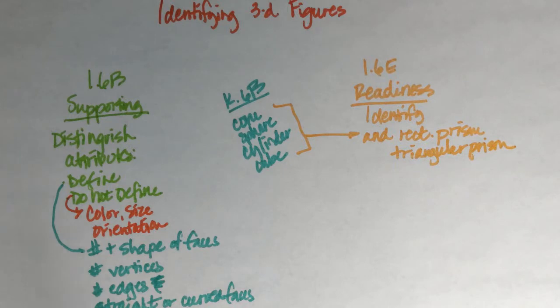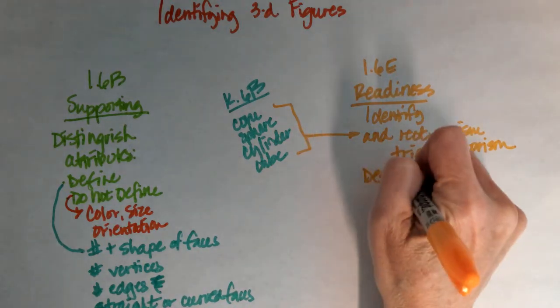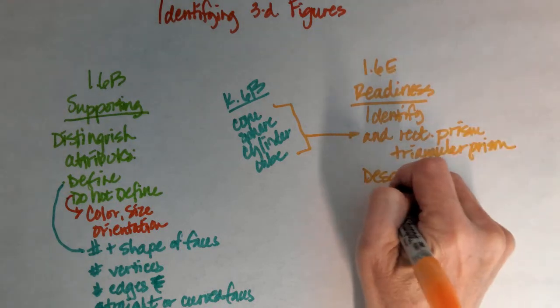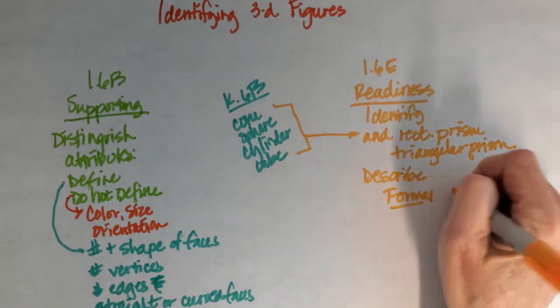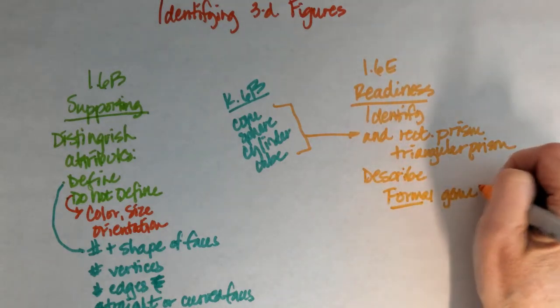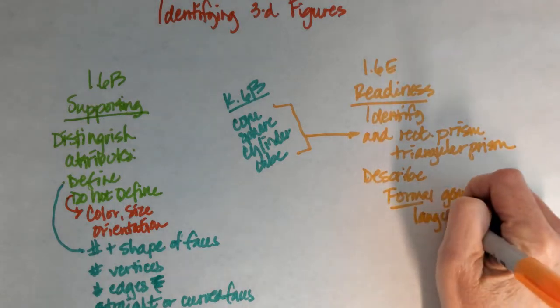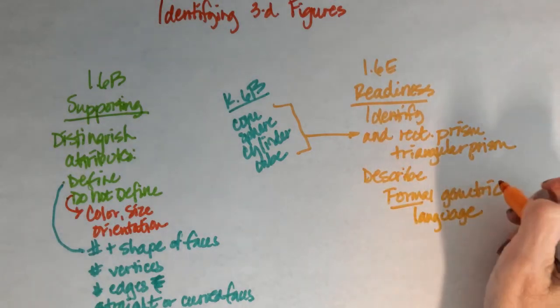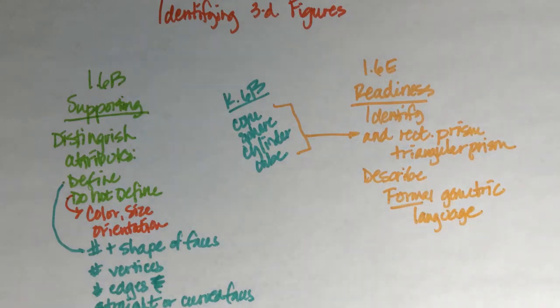But remember, this has two verbs. Our other verb is describe. And this is the describe with formal geometric language. Now, one of the tricky parts for this one is making sure that we are not allowing kids to use 2D language to describe a 3D figure.